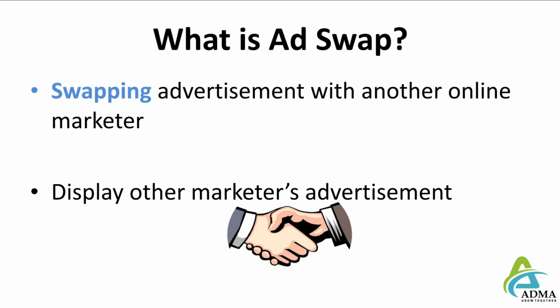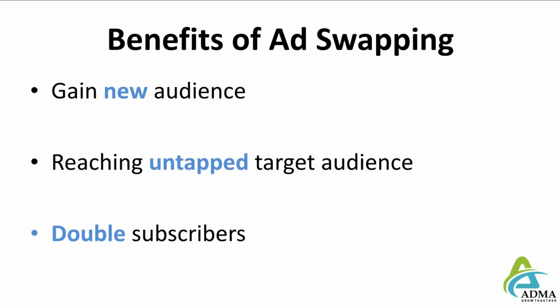When you make a deal to make an ad swap with another marketer, you will display their advertisement instead of yours on your website. In return, they would do the same in their advertisement space. One of the benefits you will gain from an ad swap is gaining a new audience from the other marketer, which you've agreed to swap ads with. The other firm has their own audience and subscribers which you can reach. They would have their own subscribers and frequent visitors, and this is how you can reach out to them.